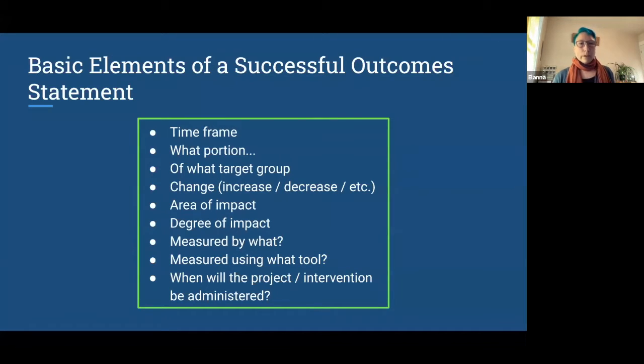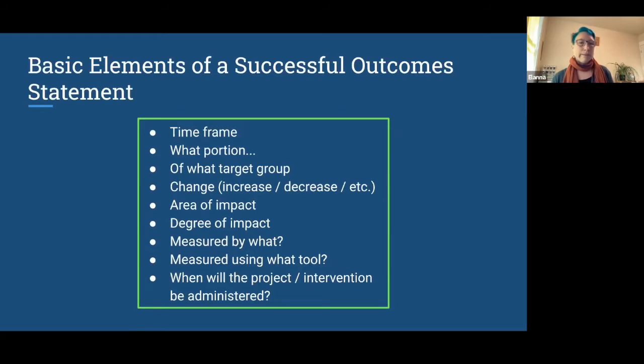So you also want to include change, increase, decrease, etc. That's where those keywords come in. What is your area of impact? What's the degree of impact? How far do you expect to move the dial during the time that you're implementing this project?